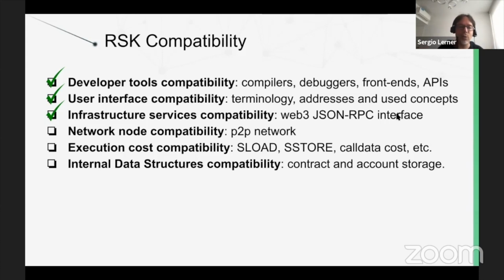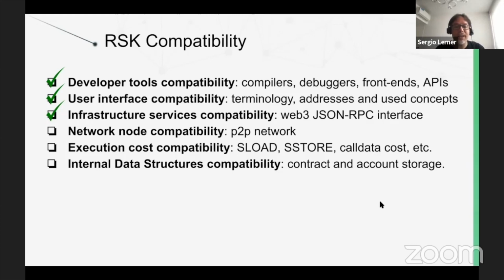If you want to hack into the node, you will see that the network messages are slightly different. Also, the cost of the different codes, or opcodes, are different because Rootstock is optimized in certain ways. So certain opcodes are cheaper, certain others are more expensive. So if you are tweaking the gas cost of certain code, you still have to check and take a look at the different costs.